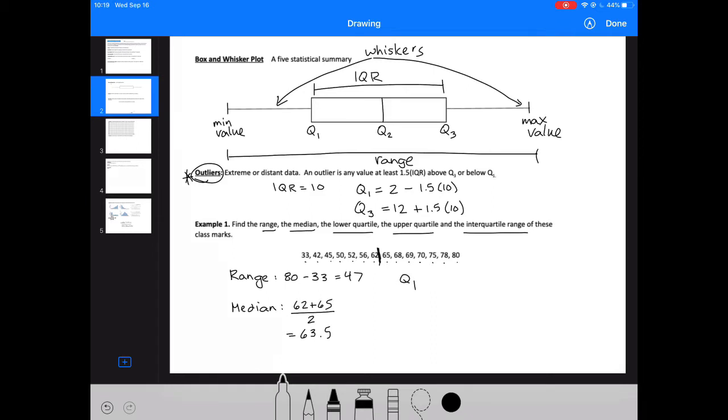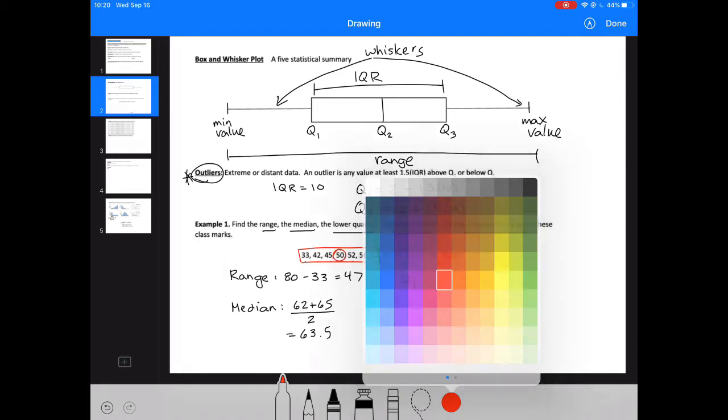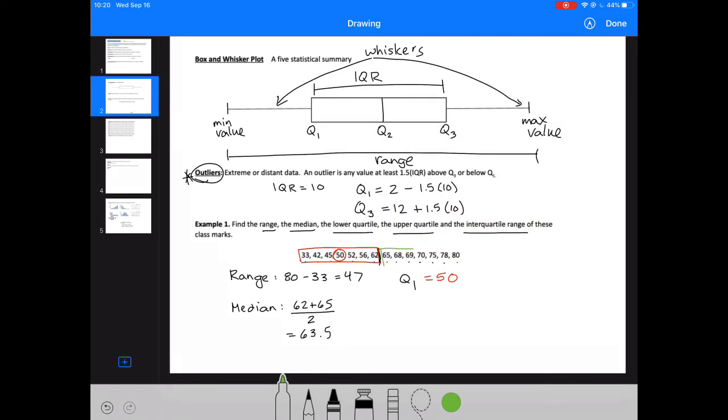Our lower quartile would be halfway, so the median of this bottom set here. So we've got 7 numbers in there, so this would be our middle value of the bottom set. And then we can do the same thing for our upper set of data. So again, our middle value right here, so Q3 is going to be 70, and then now we're looking for our interquartile range, which is just the difference between those two, which is going to give us 20. That would be the width of our box.